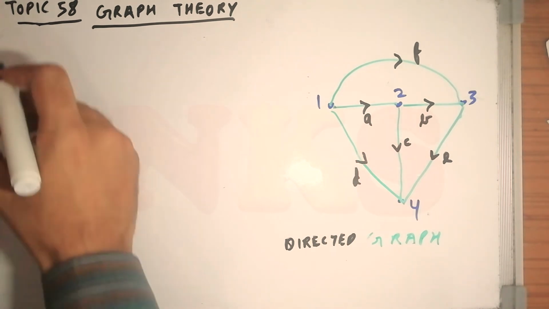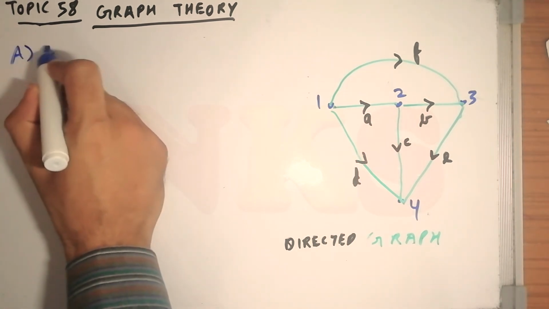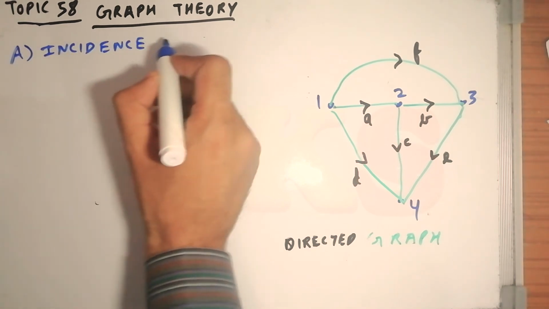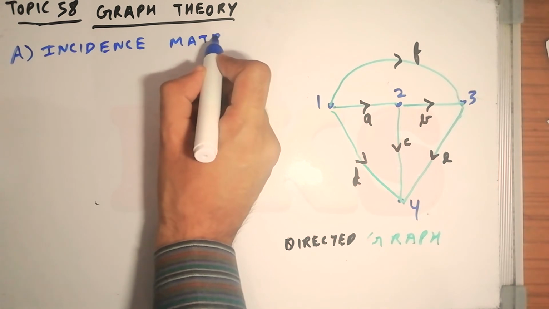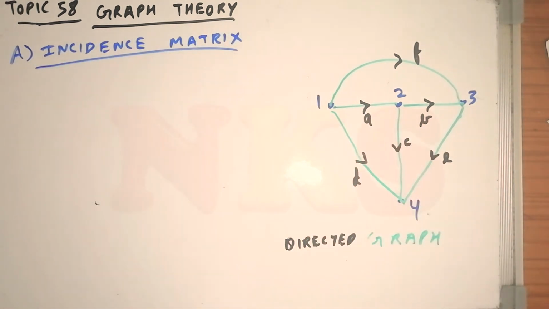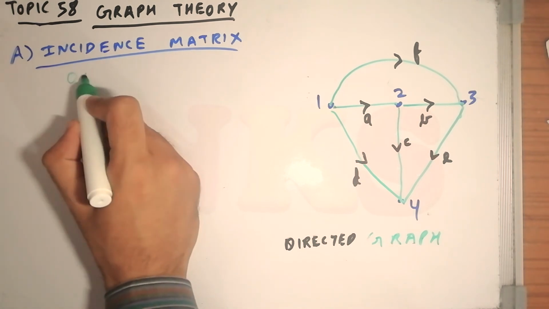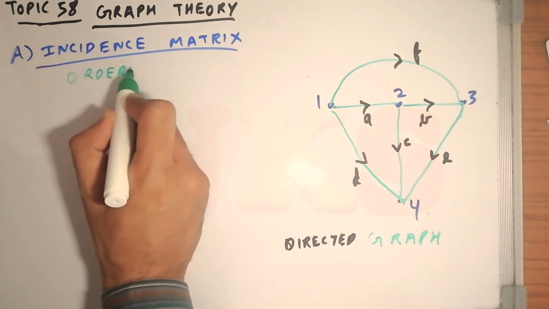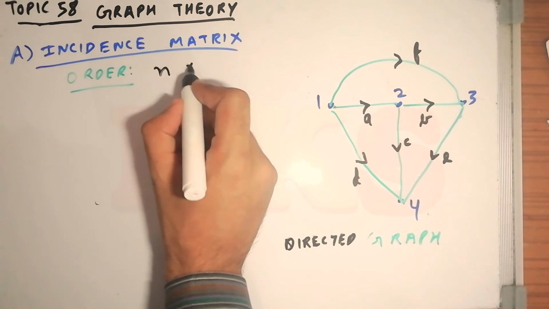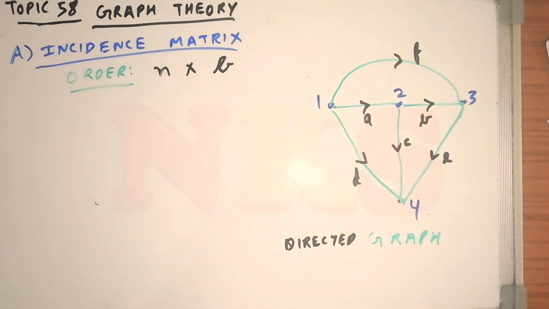Okay, so now we will see the first matrix, that is our incidence matrix. So what is the question? Maybe you may be given a directed graph and it is asked to find the incidence matrix for this directed graph. See, what you should remember, I am writing those things. The order of the incidence matrix is given by N cross B, where N is the number of nodes and B is the number of branches.